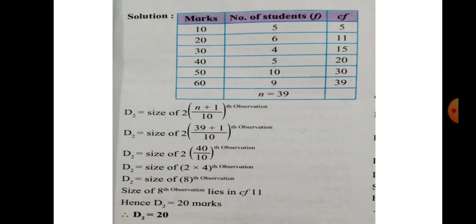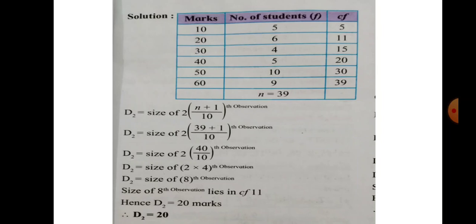Now what is your next step? You have to create one more column, known as cumulative frequency or CF less than type. So how to find out cumulative frequency less than type? First, the first frequency is written as it is. So 5 plus 6, how much? 11. 11 plus 4 is 15. 15 plus 5 is 20. 20 plus 10 is 30. 30 plus 9 is 39. And what is the total frequency? That is denoted by small n, that is 39.